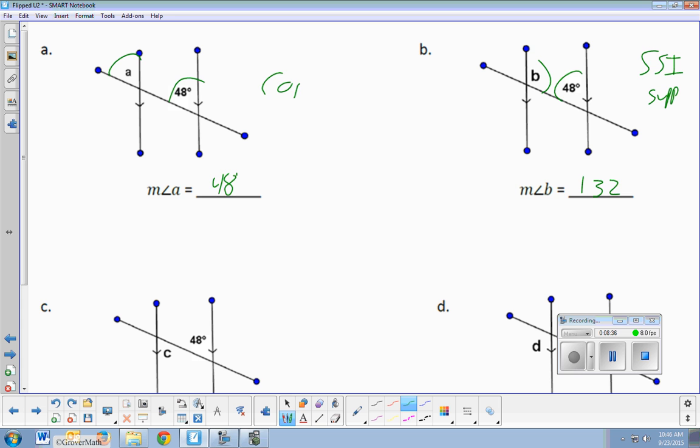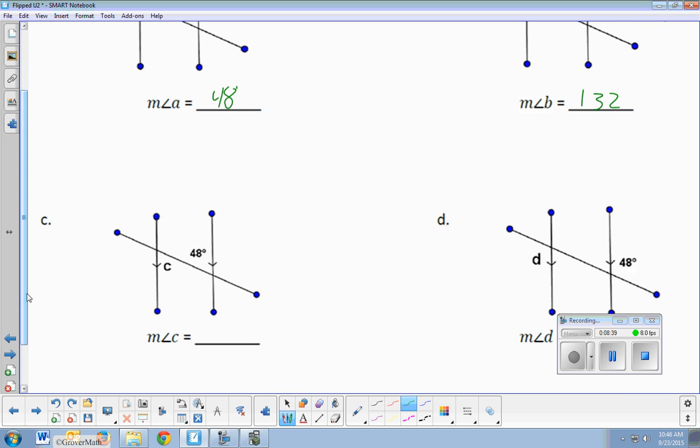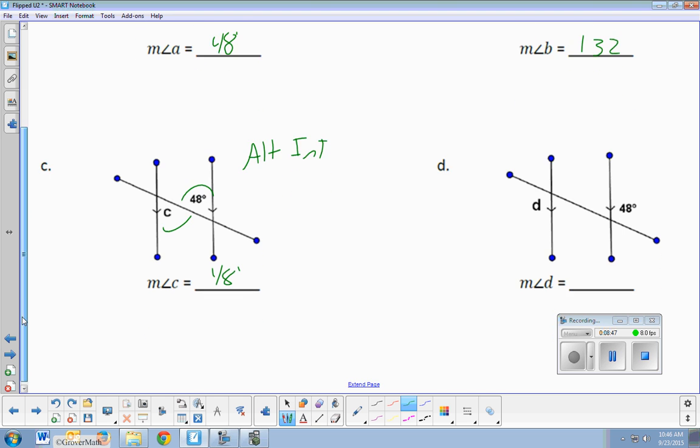This was a corresponding relationship. These are alternate interior angles, so they are congruent, so C is going to be 48 degrees. And this is, well, we used to call it alternate exterior. I don't really say that much anymore, but the best way to think about this is D is congruent with this angle because of vertical, and that's congruent with this because of alternate interior, and that's congruent with 48 because of vertical. So D is equal to also 48 degrees.